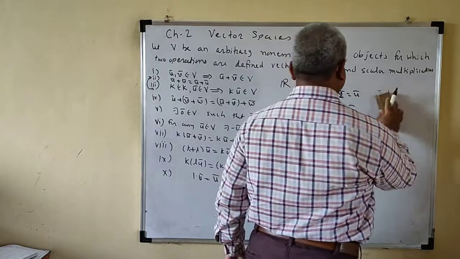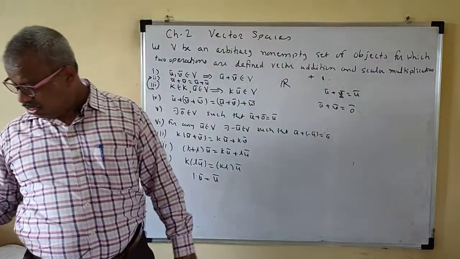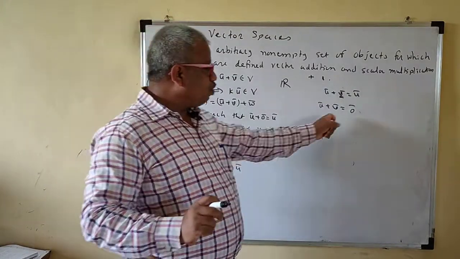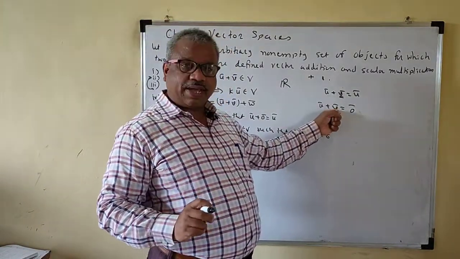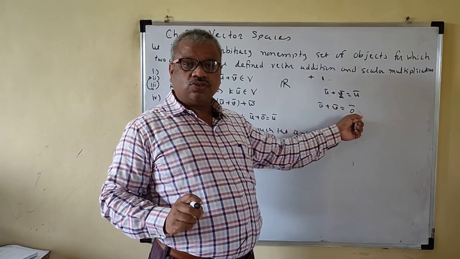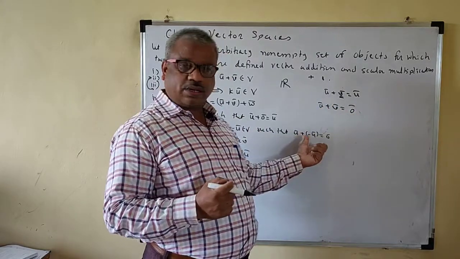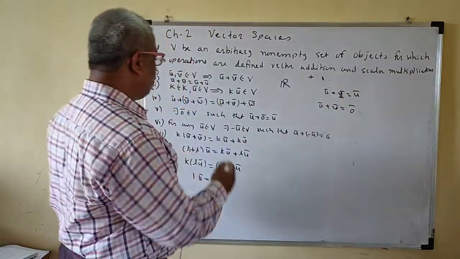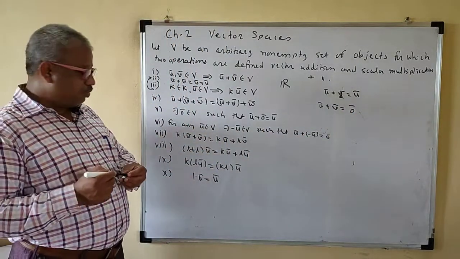So if you want to find the additive inverse, minus u bar is called the additive inverse. Take v bar such that u bar plus v bar is equal to the zero vector. If you know the zero vector of that space, you can find the additive inverse of this one. So minus u bar is called the additive inverse.